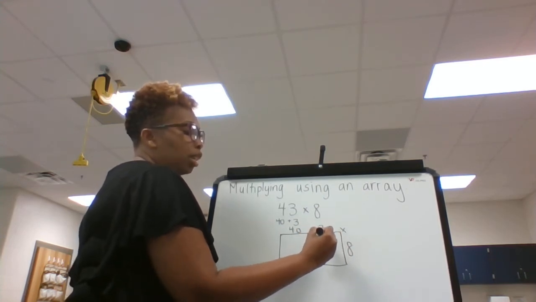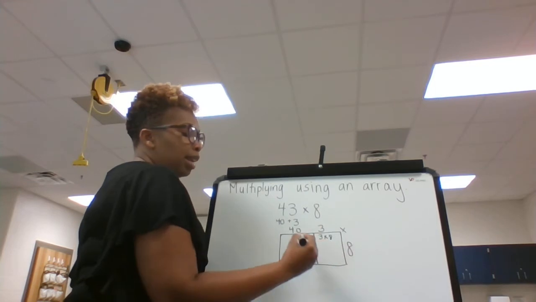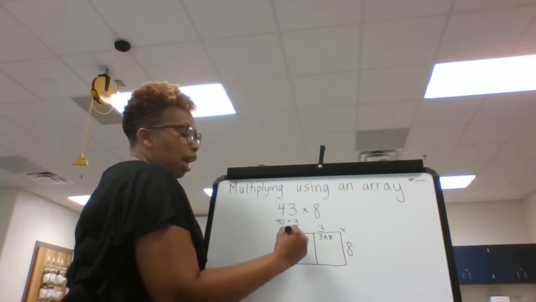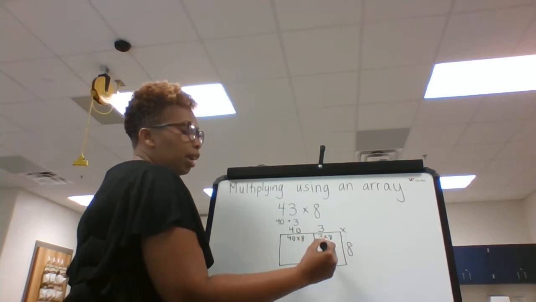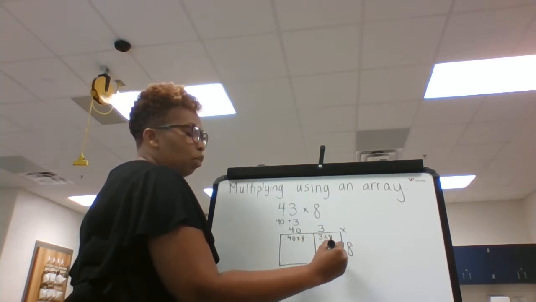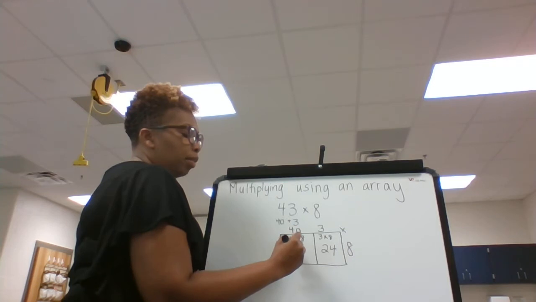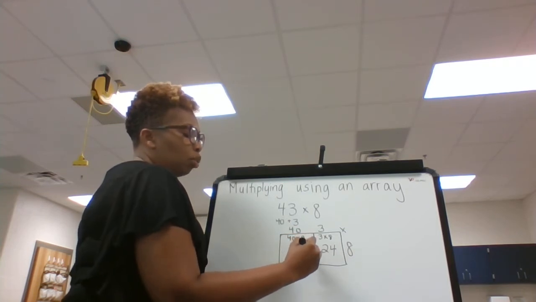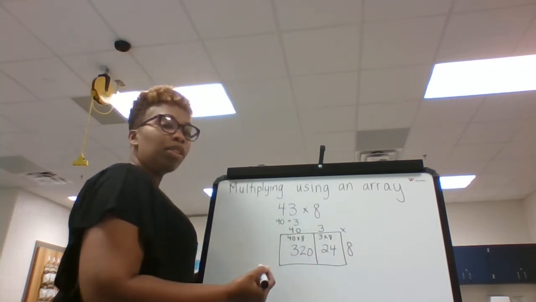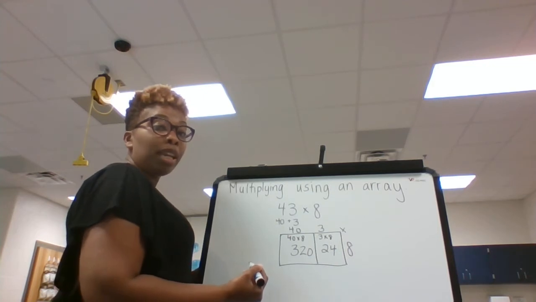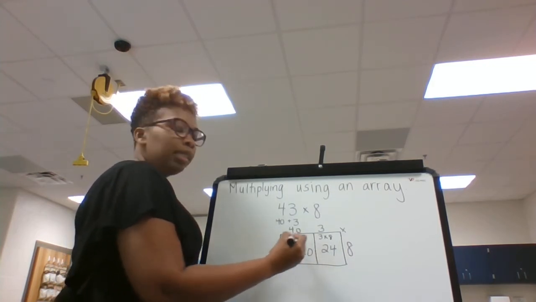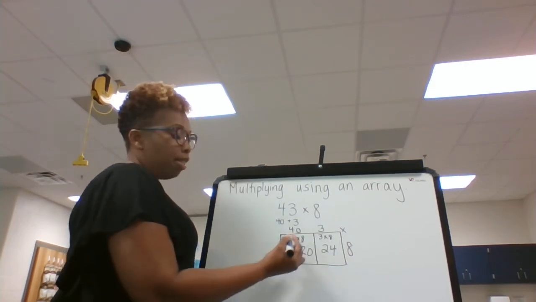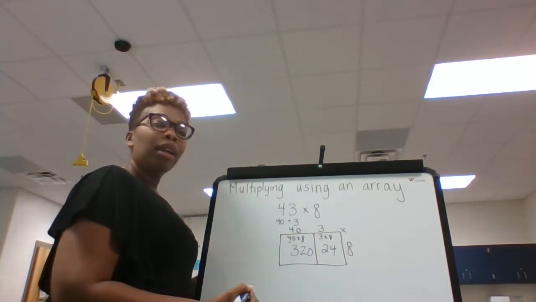So the first thing is 3 times 8, and then in this box, I'm solving 40 times 8. 3 times 8, 24. 40 times 8, 320. If students are not understanding 40 times 8, bring them back to the basic fact, which would be 4 times 8. And then I tell them just to add on the zeros.